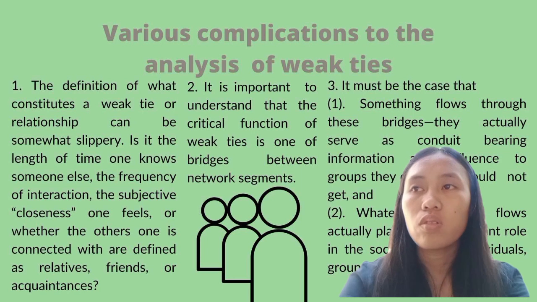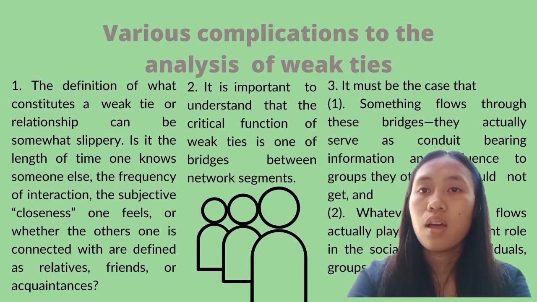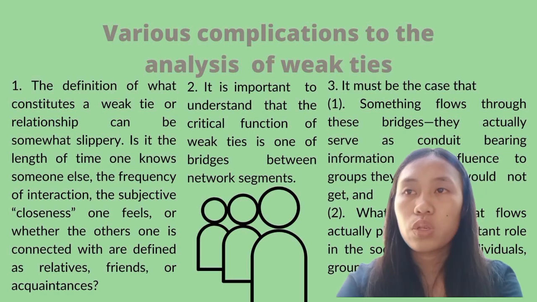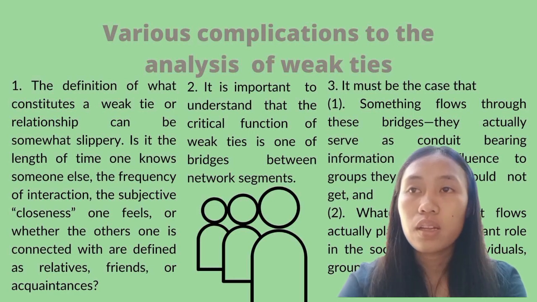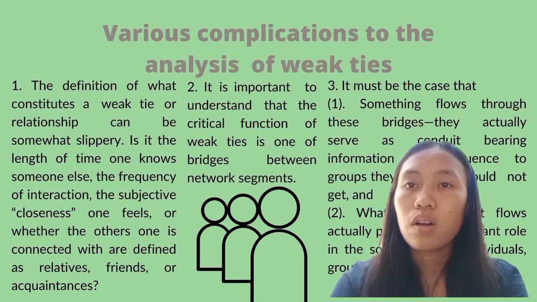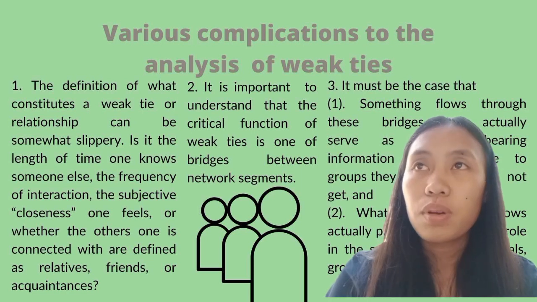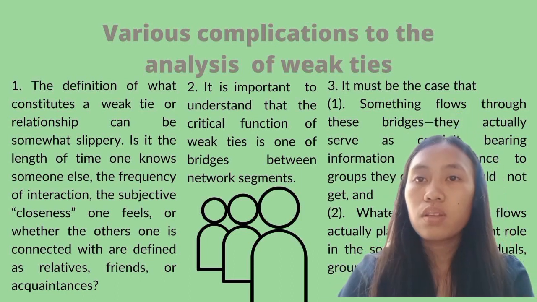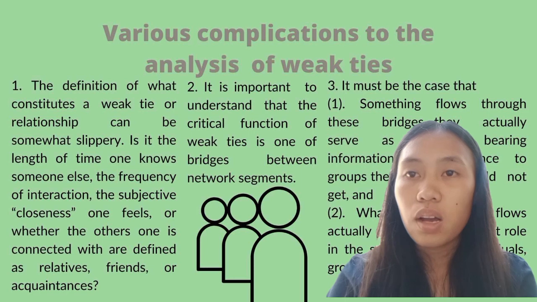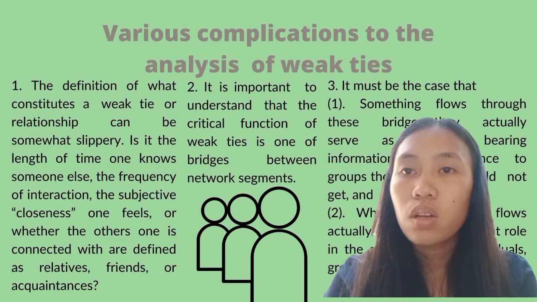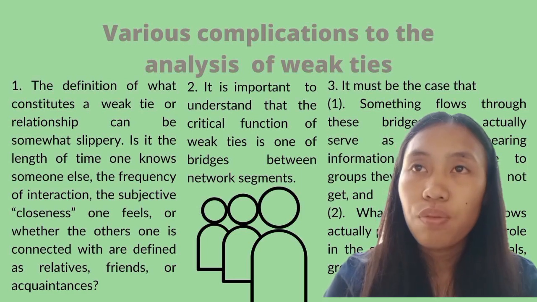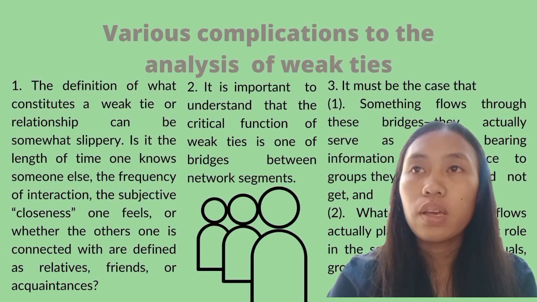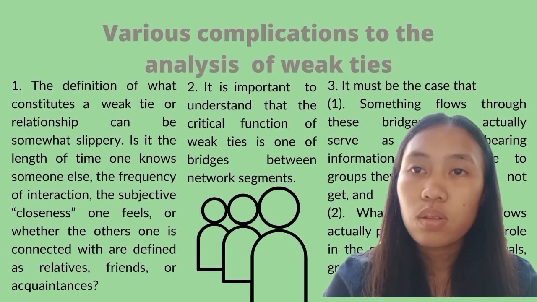Number two, it is important to understand the critical function of weak ties as a bridge between network segments. So, syempre 'di ba? Importante naman talagang maintindihan natin yung critical function ng weak ties. Yun nga yung one of bridge between network segments. Number three, it must be the case that something flows through this bridge. They actually serve as a conduit bearing information and influence to groups that otherwise would not get it. And whatever it is that flows plays some important role in the social life of individuals, groups, and societies.